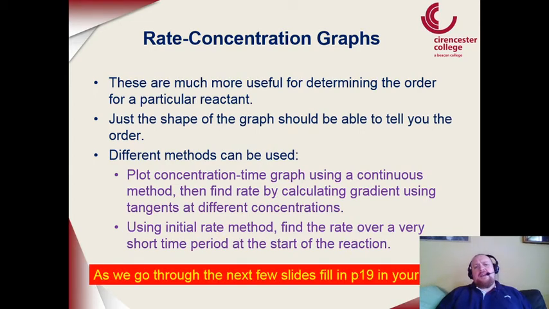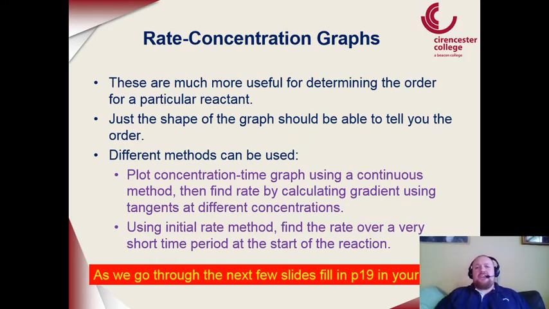We've been looking at concentration time graphs, but actually they're not as useful for determining the order of a particular reactant as rate concentration graphs. The reason is that between the first order and the second order, the curves look very similar to each other. If you came across one in the exam, you'd have to make sure that it looks very, very first order or very, very second order.